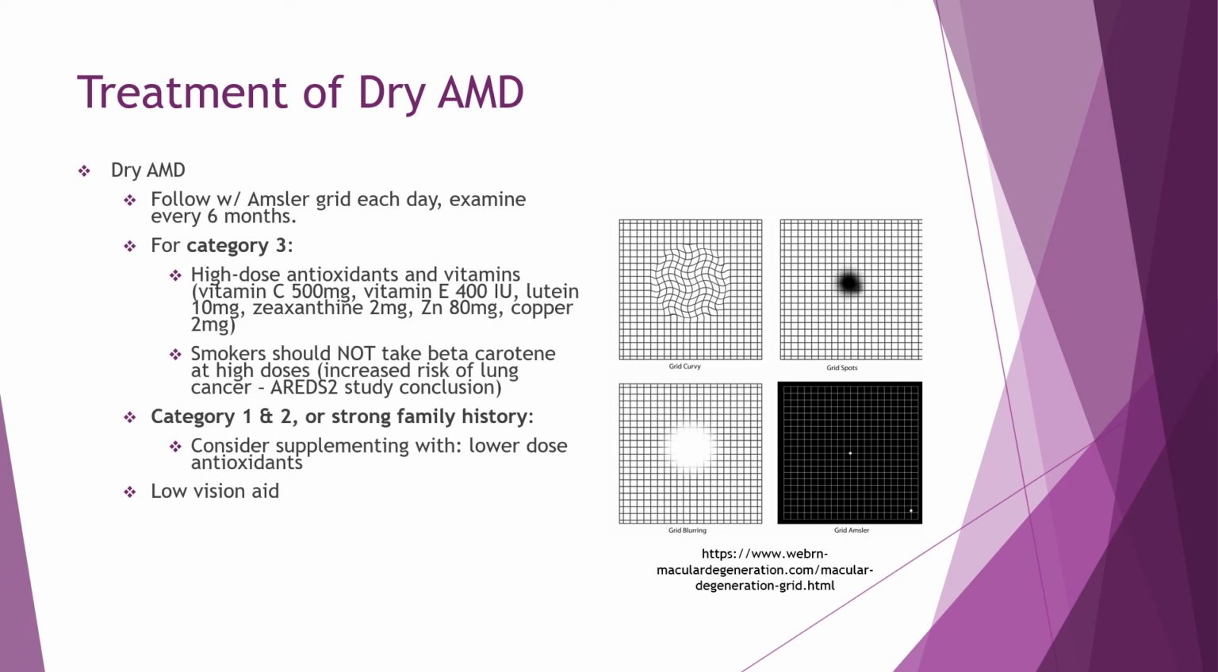For category 1 or 2, category 1 is less than 5 small drusen or less than 63 micrometers in diameter, and category 2 is mild AMD, which is multiple small drusen or single or non-extensive intermediate drusen. Intermediate is 63 to 124 micrometers in diameter. Or pigment abnormalities found on the retina. So take a breath. For category 1 and 2 or strong family history, consider supplementing the above treatment for category 3 with lower dose of antioxidants. So category 3, high dose antioxidants. Category 1 and 2, lower dose antioxidants. Low vision aid may also be important as well for daily functions.